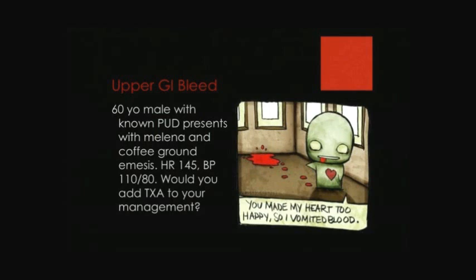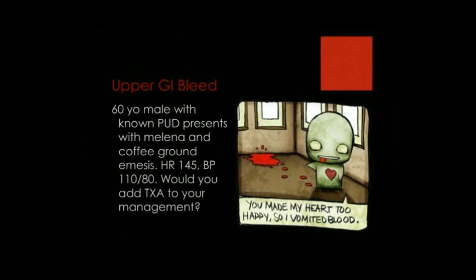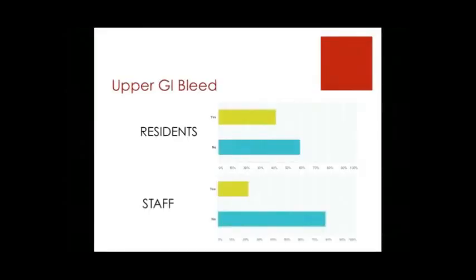So, a 60-year-old man with PUD who comes in with melena, he's tachycardic, looking really, really pale. Would you add TXA? This is a case that I've been faced with many times, and I've given TXA in a few cases in the ICU, and we're kind of throwing everything at them. Results were as follows. It's a bit all over the place. People are thinking about it, but they're not sure if they should give it. So let's explore the evidence a little bit.